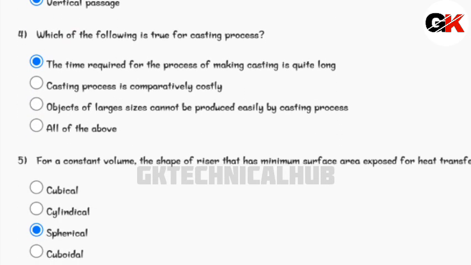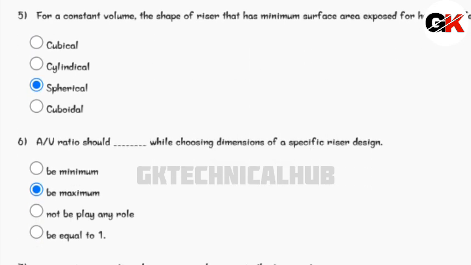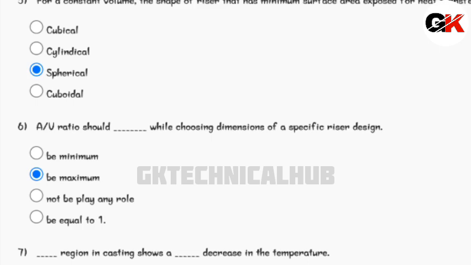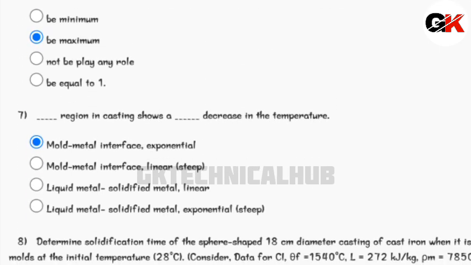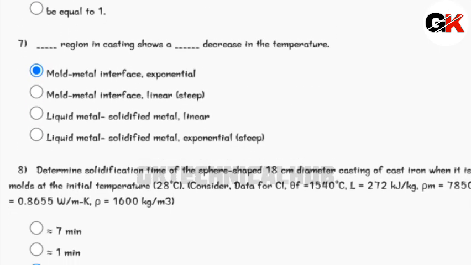For a constant volume, the shape of the riser that has minimum surface area exposed for heat transfer is... The A by V ratio should be dash while choosing dimensions of a specific riser design. The dash region in casting shows a dash decrease in temperature.